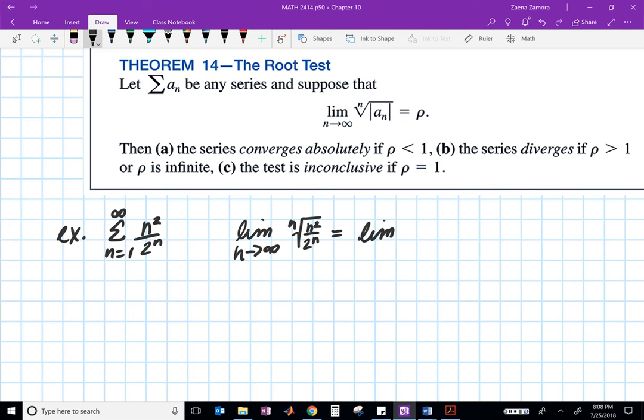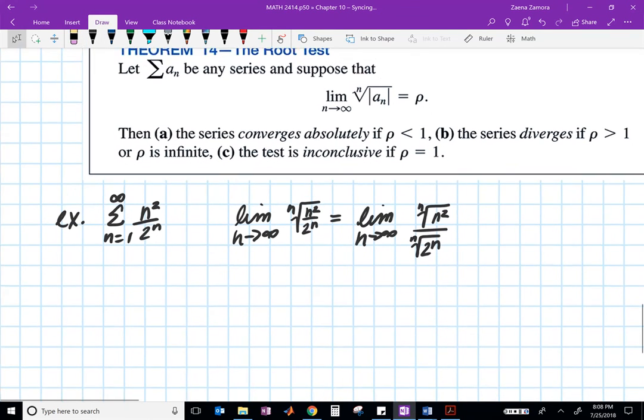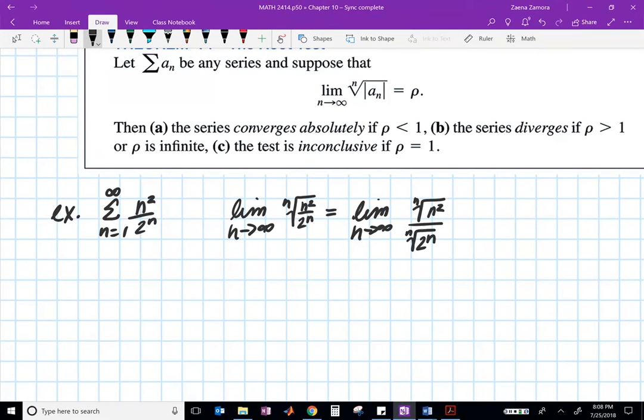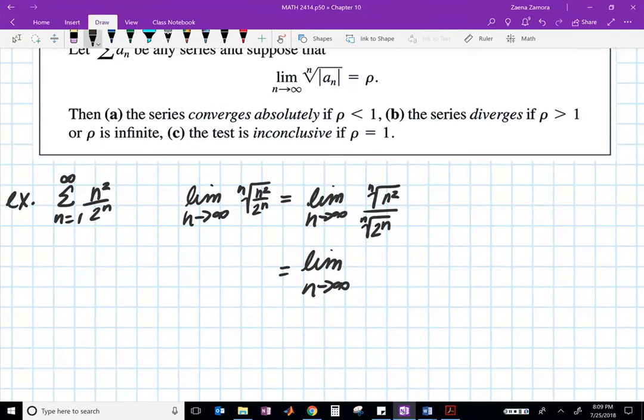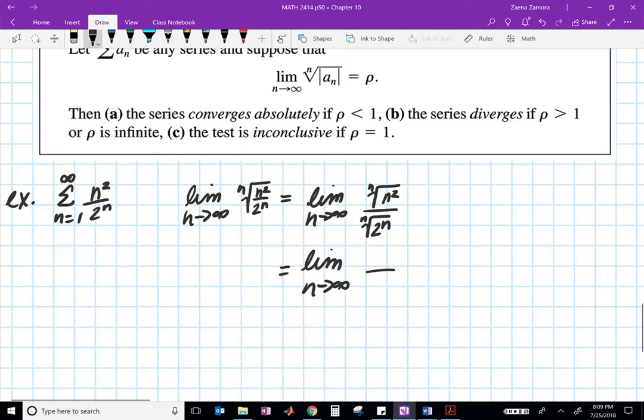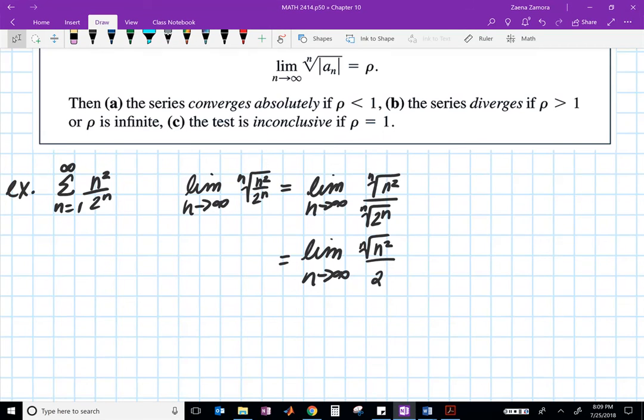All right, so it's going to be the limit as n goes to infinity. And I'm going to rewrite this as the nth root of n squared divided by the nth root of 2 to the n. And what's going to happen on the bottom? Yeah, the nth root and the n cancel out. So it's going to be the nth root of n squared all over 2.